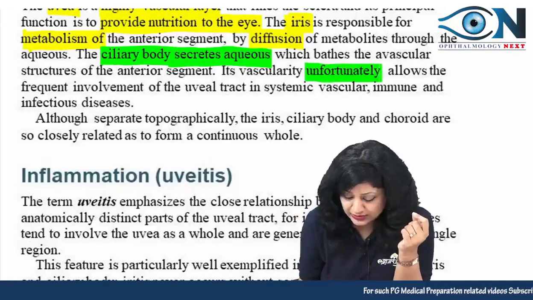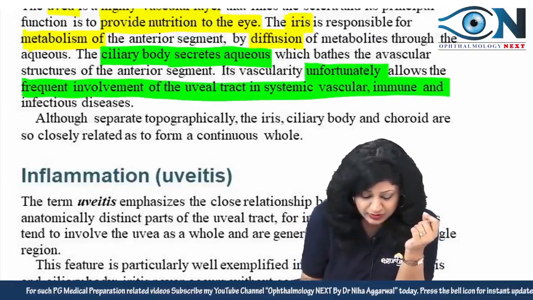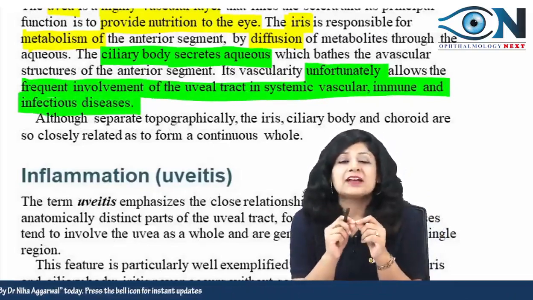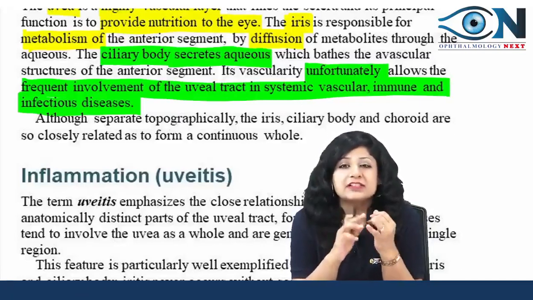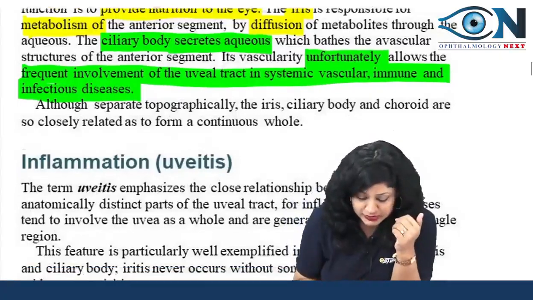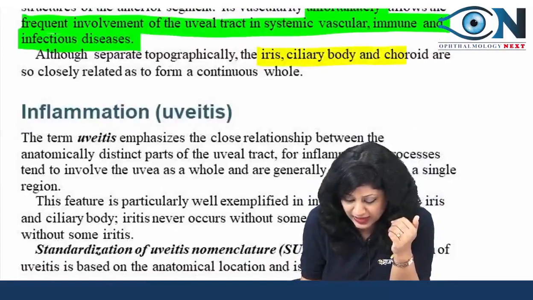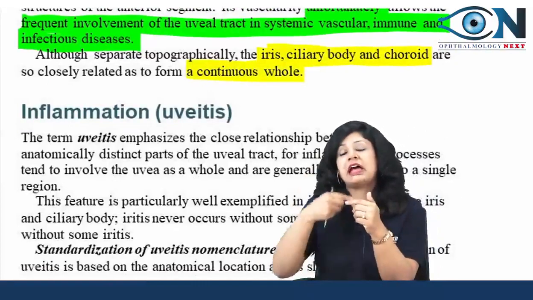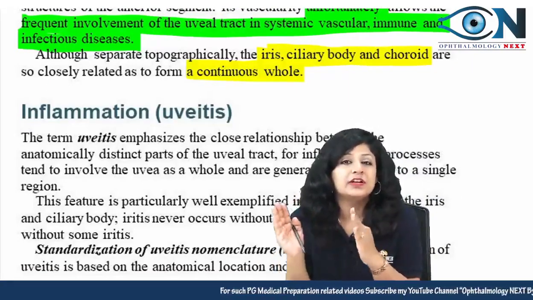vascularity unfortunately allows the frequent involvement of the uveal tract in the systemic vascular, immune and the infectious diseases. And that is the reason why actually uveal tract is so important, because it is involved in the vascular diseases, immune diseases, infectious diseases. Now, although separate topographically, the iris, ciliary body and choroid form a continuous whole, continuous circle, and that is why it is called the one uveal tract.